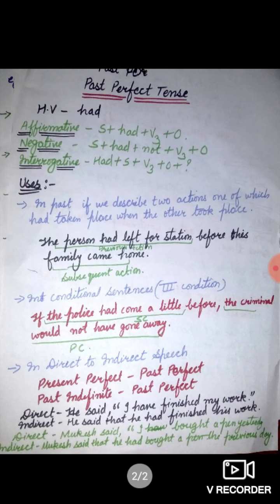Examples are on the screen. He said, I have finished my work. He said that he had finished his work. Mukesh said, I bought a pen yesterday. And in indirect, Mukesh said that he had bought a pen the previous day. I hope this thing is clear to all of you.